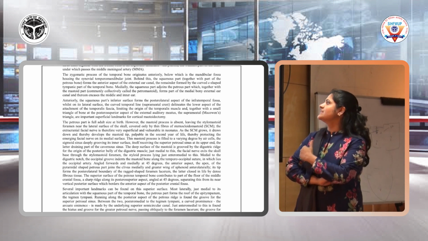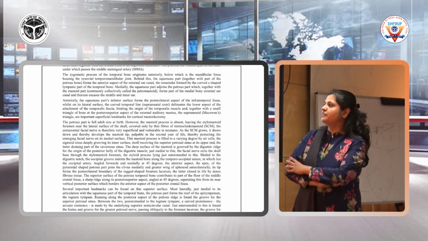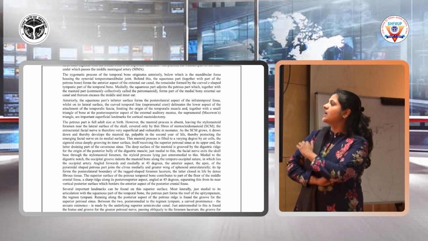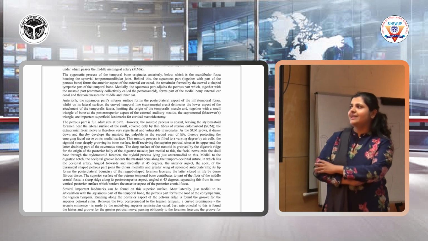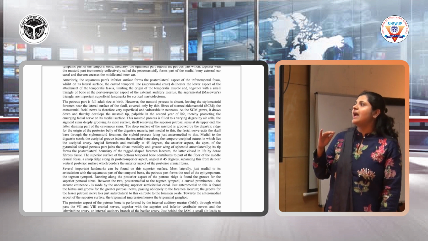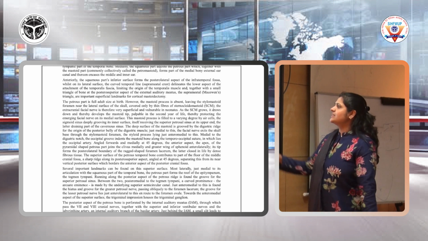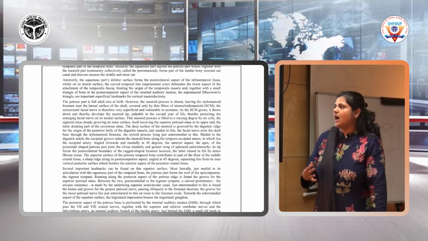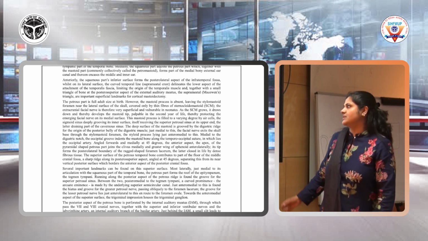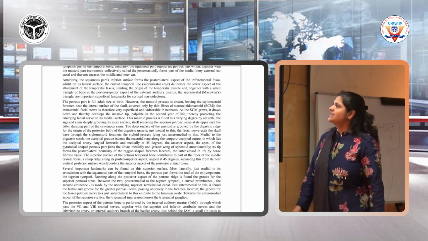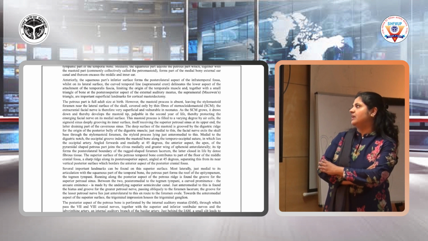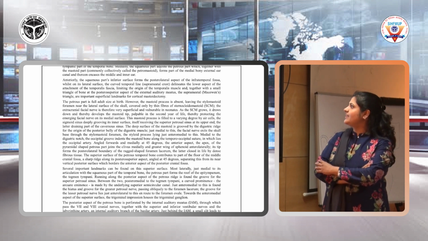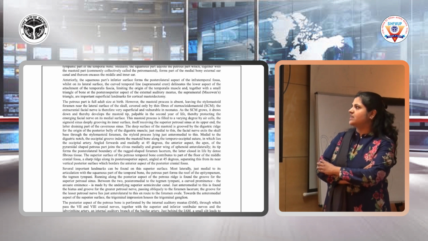However, the mastoid part is absent, leaving the stylomastoid foramen near the lateral surface of the skull, covered only by thin fibers of sternocleidomastoid. So the extracranial facial nerve is very superficial and vulnerable in neonates. As the sternocleidomastoid grows, it draws down and thereby develops the mastoid process. The mastoid process is palpable in the second year of life. Therefore, it protects the extracranial part of the facial nerve. The mastoid part is filled with varying degrees of air cells, with the sigmoid sinus deeply grooving its inner surface.